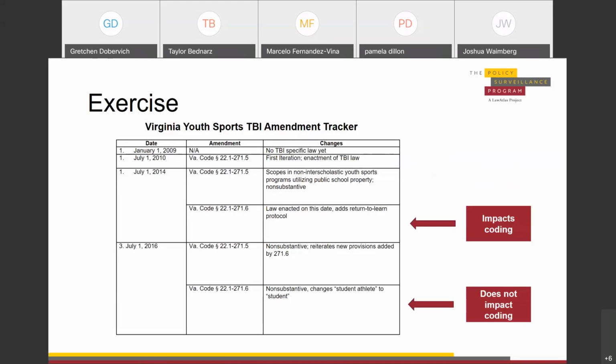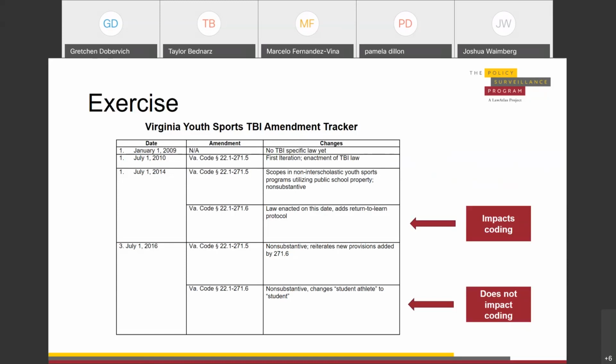So what that means for us is when we use the phrase non-substantive, we're referring to changes to the law that don't impact our coding. So while we will need to make whatever changes occur in the legal text so that we can accurately reflect the legal universe, it's not going to impact any of our coding, and therefore we refer to it as non-substantive.